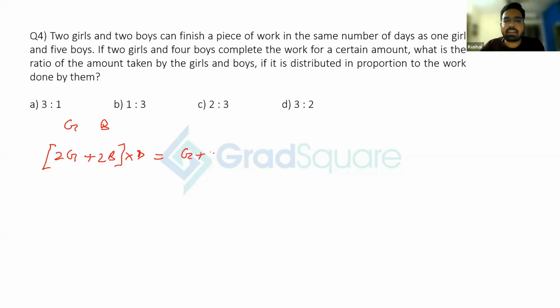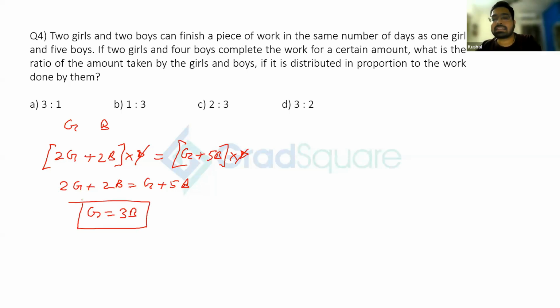One girl and five boys can finish the work in the same number of days. Multiply the number of days, that should give me the total unit of work. The number of days will get cancelled out. You will get G in terms of B. So 2G plus 2B is equal to G plus 5B, and then G turns out to be equal to 3B. So a girl is thrice as efficient as a boy. Okay, now let's move on.